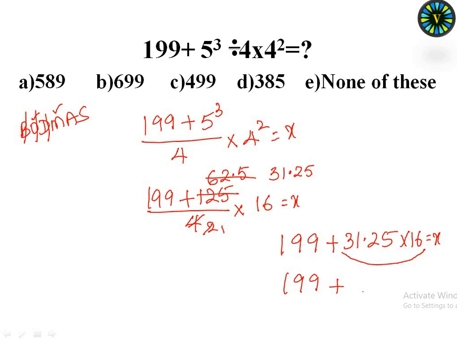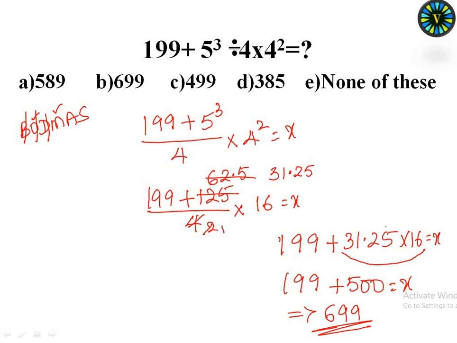So now what you need to do is multiply 31.25 with 16. Is this clear, guys? Okay, so let's multiply. If you multiply, you will get 500. I am directly writing it. So you should practice this. Now if I add this 500 plus 199, this will give you 699.